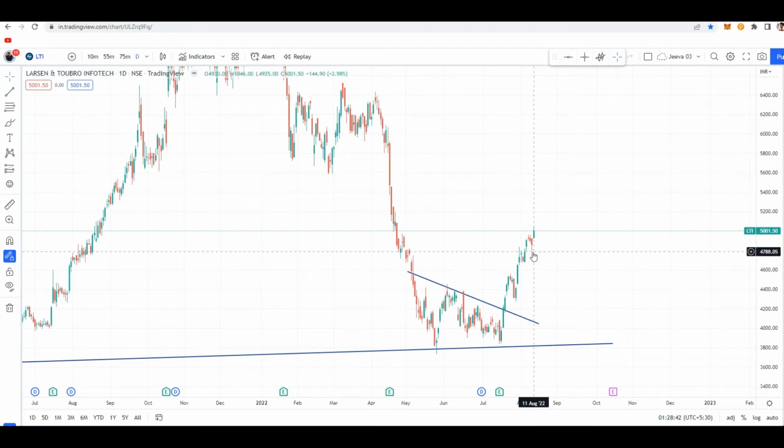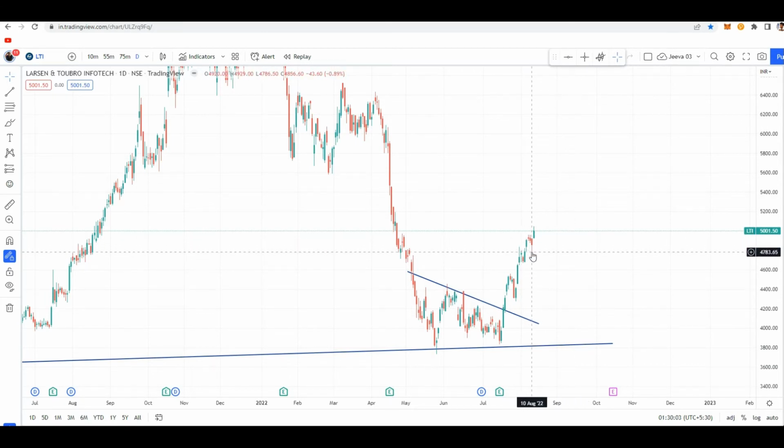I'll just show the recorded video as well. So I sold the 4,800 put option at 108 rupees. What happens if I sell the 4,800 put option at 108 rupees? If LTI expires above 4,800 for this August expiry, I'll keep the entire 105 rupees. The market lot of LTI is somewhere around 150, so I will keep somewhere around 15,000 to 16,000 for this trade.